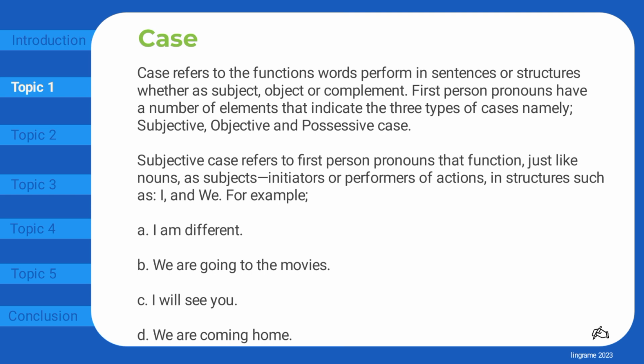Subjective case refers to first-person pronouns that function, just like nouns, as subjects, initiators or performers of actions, in structures such as I and we. For example, I am different. We are going to the movies. I will see you. We are coming home.